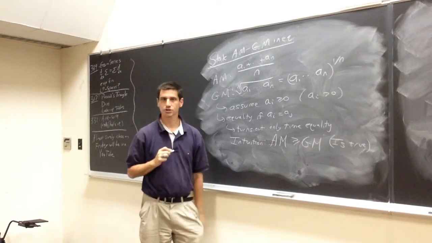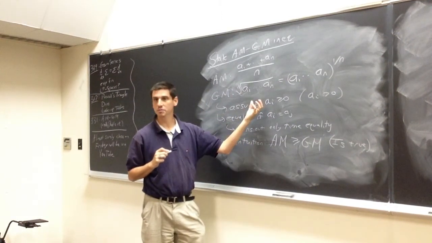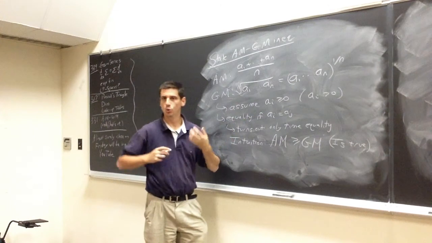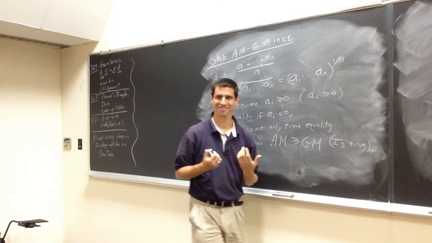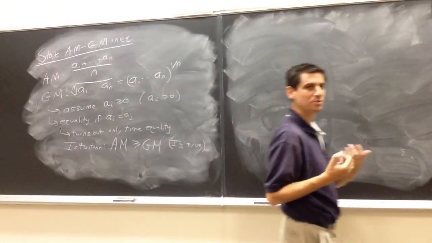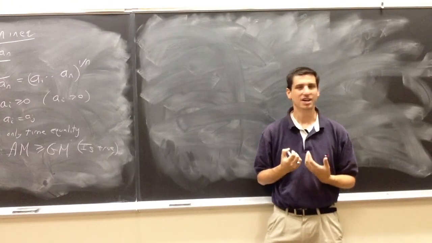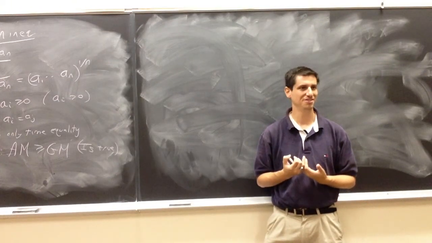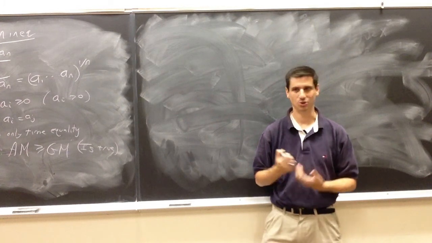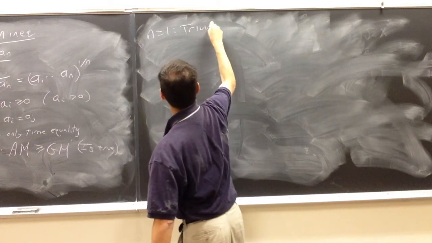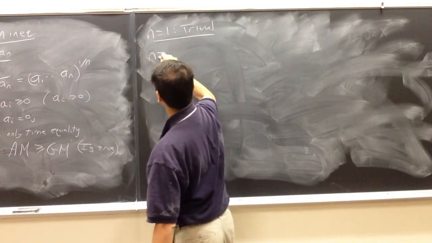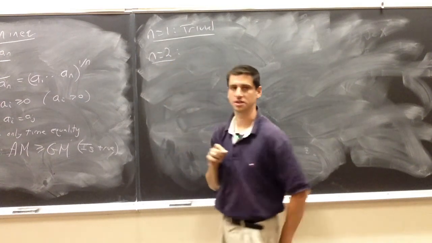All right. So this is a statement about non-negative numbers, and we have n of them. What value of n should we look at first? 1, right? Build up your intuition, start off with a simple case. Is it even worth writing on the board? No. All right. So n equals 1 is trivial. n equals 2 is interesting.